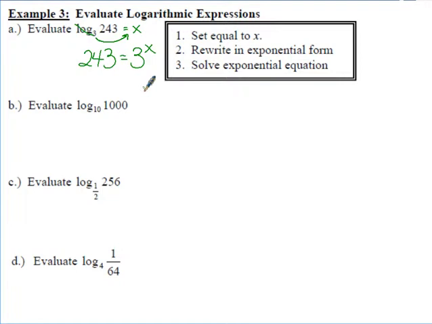If this has a base of 3 on the right, then that probably means we could rewrite 243 as a base of 3. So this is 3 to the 5th equals 3 to the x. So what's x equal? 5.